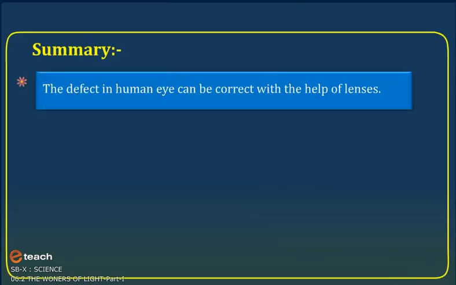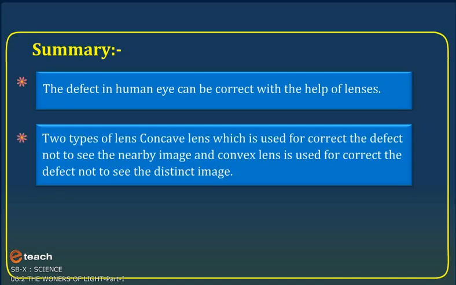Summary. 1. The defect in human eye can be corrected with the help of lenses. 2. Two types of lens. Concave lens, which is used to correct the defect of not being able to see distant images, and convex lens is used to correct the defect of not being able to see nearby images.